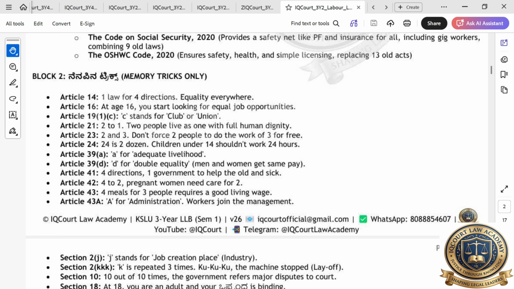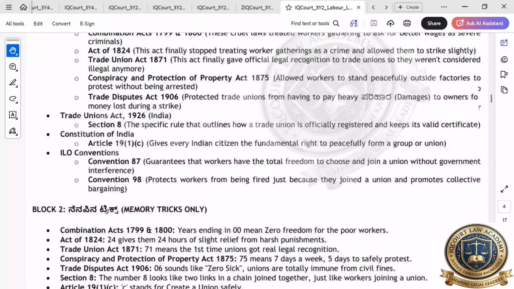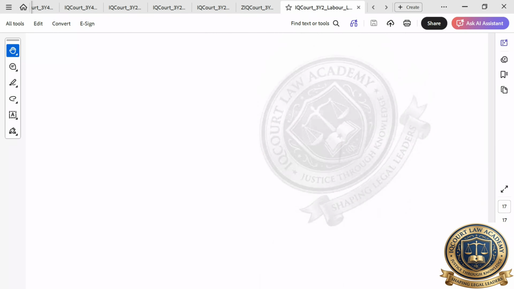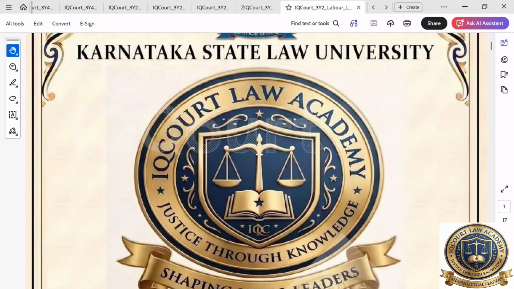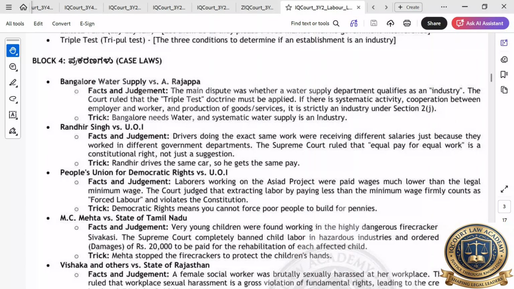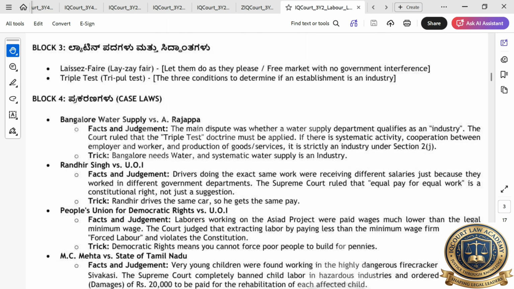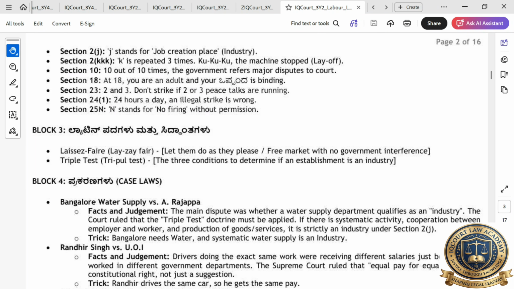So like this, we have given the tricks for each of up to 5 units. We have given the tricks for each and every section. And also here in the blocks, we are also giving you the case laws in detail. That one was brief case law. In this block, we are explaining in detail, and also Latin words we are explaining in block 3.